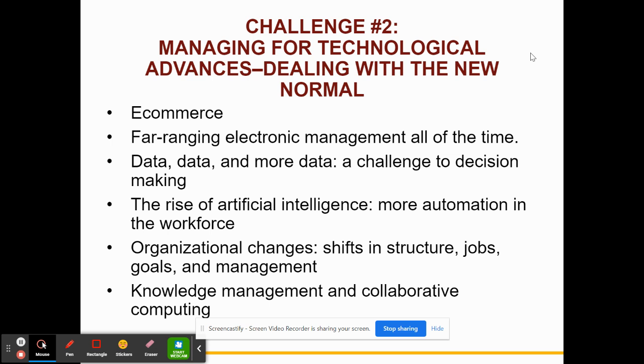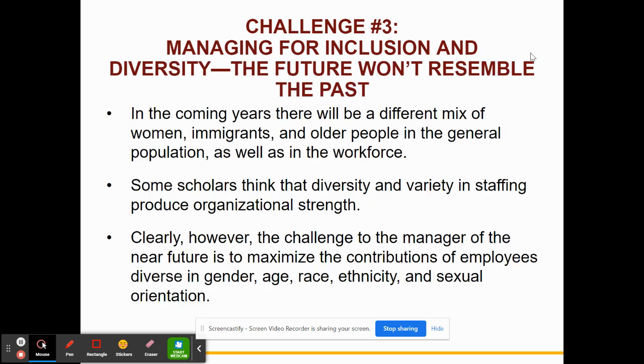So that goes back to the data piece, right? So all of the information, how do we manage it efficiently and make our decisions more efficient? And then collaborative computing, especially with work from home, how can we collaborate from different areas to ensure that we are being the most effective that we can be?